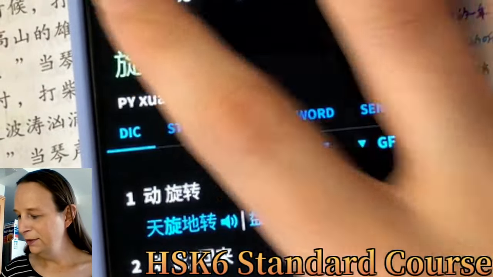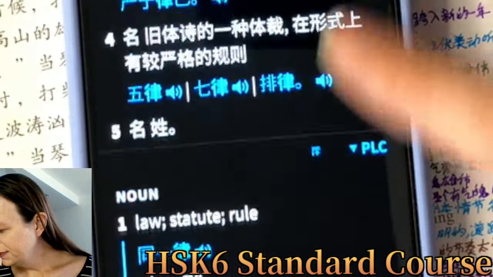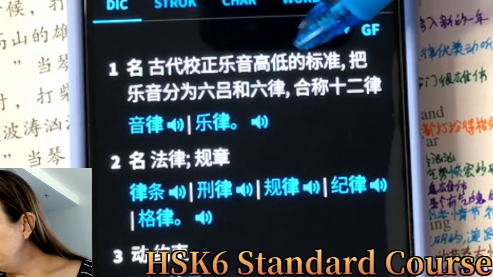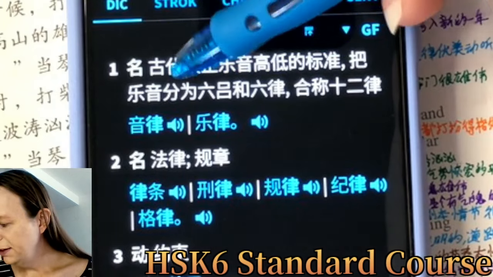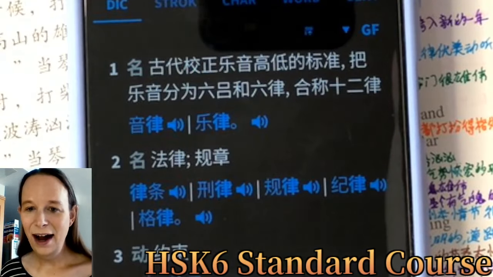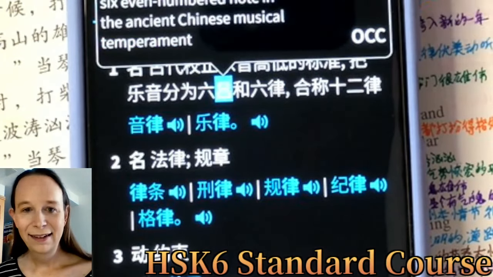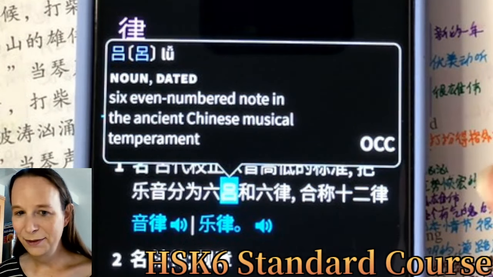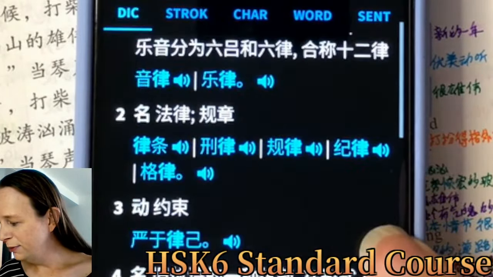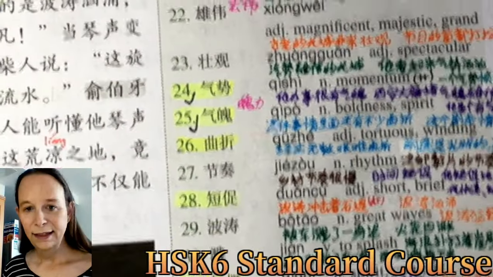What do you reckon the 律 means? I guess it's the first one. 古代校正乐音高低的标准，把乐音分为六律和六吕，合称十二律. Six even-numbered notes in ancient Chinese classical music, the ancient Chinese musical temperament. So that's probably where it's from, but now it doesn't really mean that. It only just alludes to it.